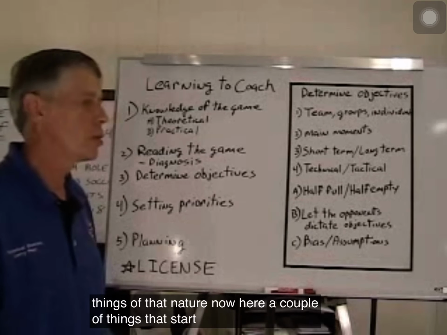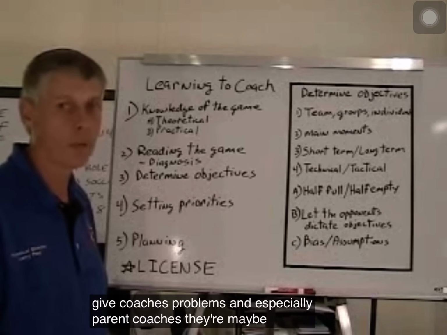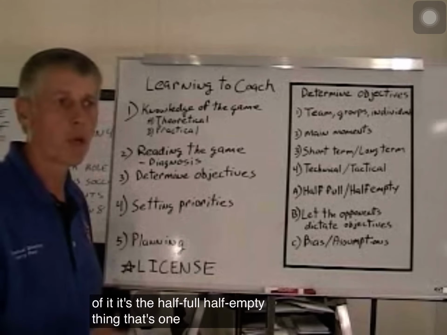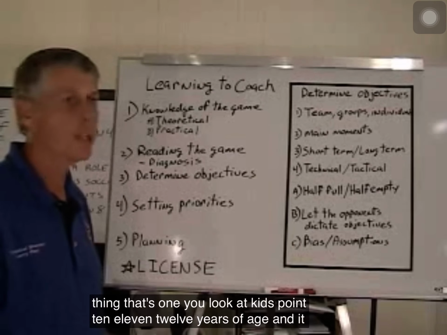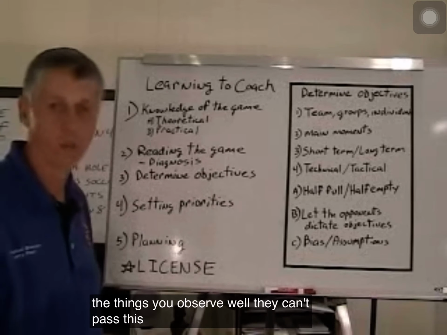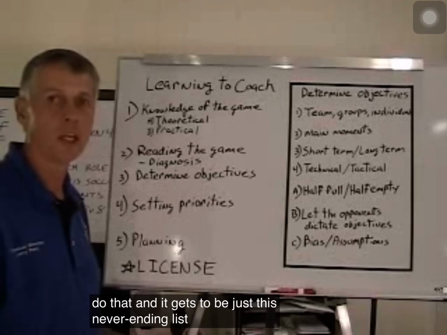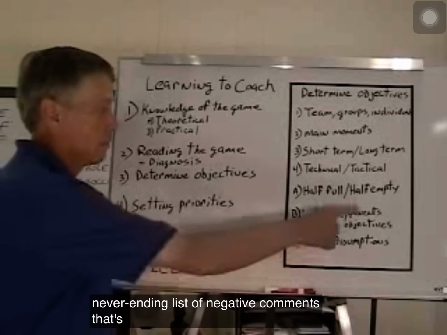Now, here are a couple of things that start to crop up in setting objectives that can start to give coaches problems, and especially parent coaches that are maybe not aware of it. It's the half-full, half-empty thing. That's one. You look at kids playing, 10, 11, 12 years of age, and it doesn't take a genius to list all the things they can't do. You sit there and you can have 3 or 4 pages of all the things you observe. Well, they can't pass, this one can't run, that player can't defend, we can't do this, we can't do that. And it gets to be just this never-ending list of negative comments. That's the glass half empty.